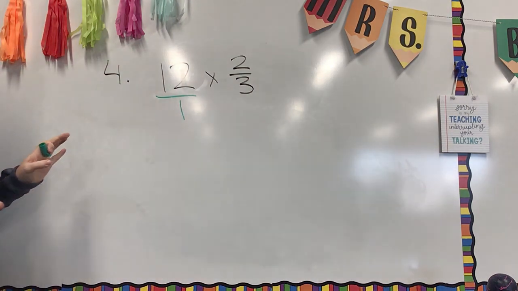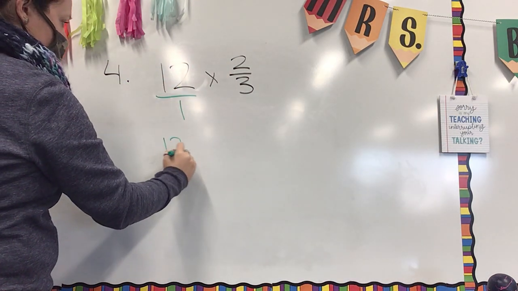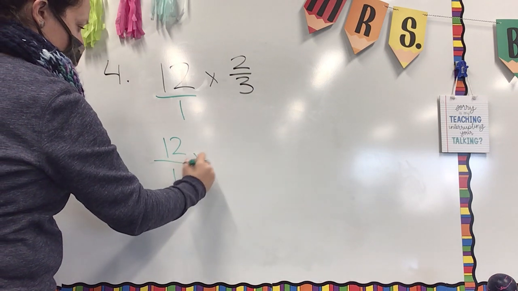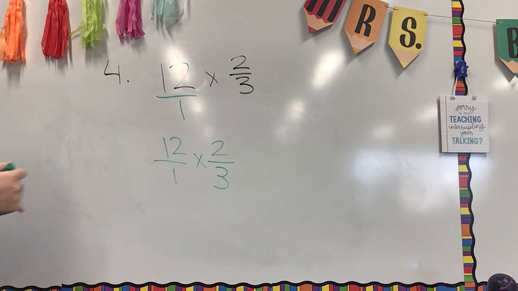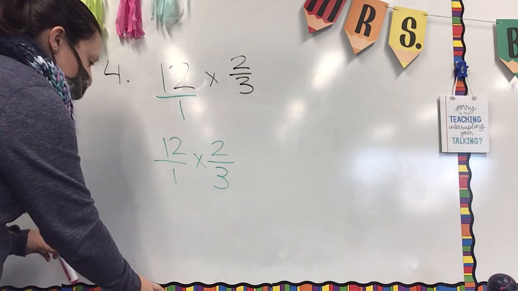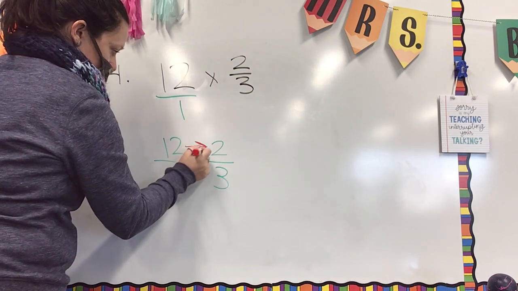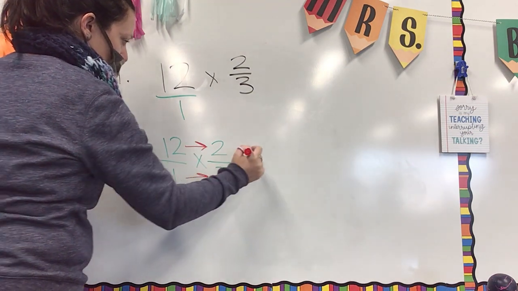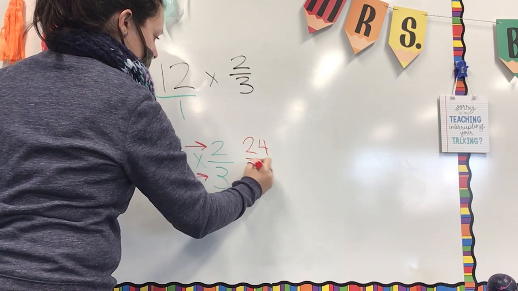I'm going to go ahead and rewrite this one because this one's pretty lopsided here, and I like my numbers nice and straight and even. All right, in what direction do we always multiply our fractions? Across. We multiply across. So my numerator is what? 24. My denominator is? 3.